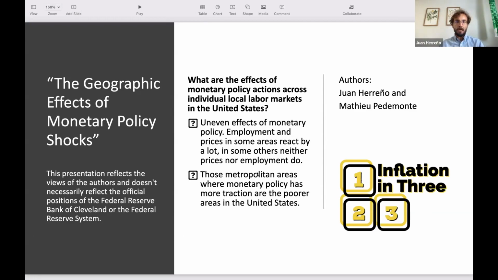Okay, so the question that we try to answer in this paper is, what are the effects of monetary policy actions across differential labor markets in the United States? And the message that I'm going to try to convey is that the same monetary policy action, let's say a tightening of interest rates, creates very unequal effects in the cross-section of metropolitan areas in the US. So employment and prices tend to react way more in some areas relative to others. And those areas in which employment and prices react by more end up being the poorer metropolitan areas in the United States.